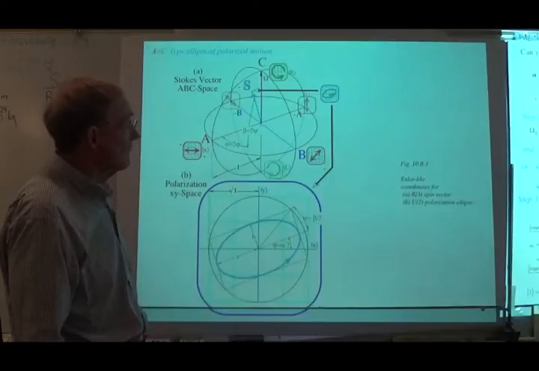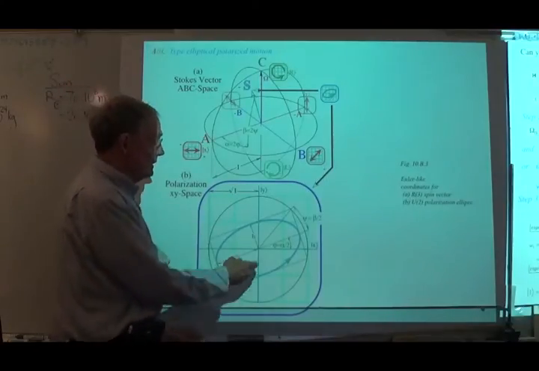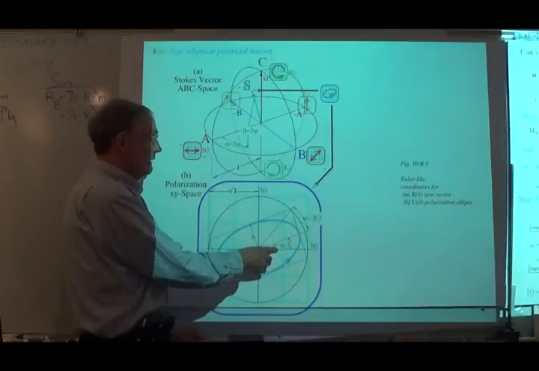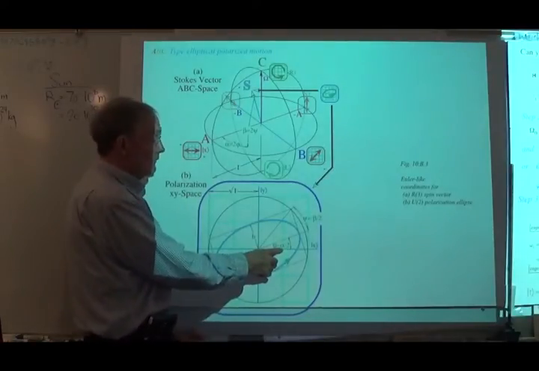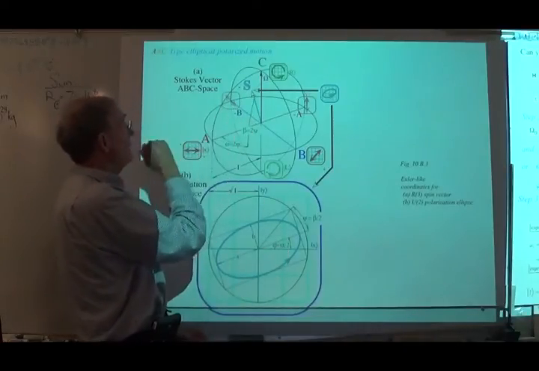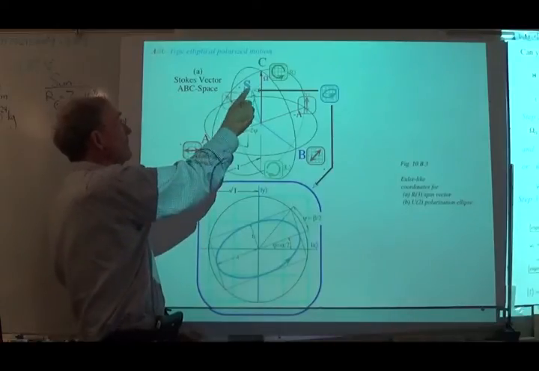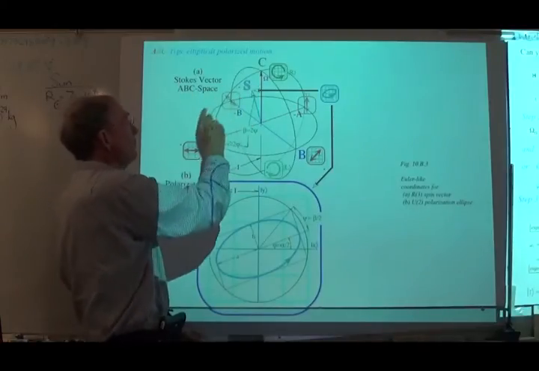Now, elliptical polarization, typical. I've already made the point that this angle right here, which is alpha over 2, an Euler angle. An Euler angle is what describes things in the Stokes space, the spin, quasi-spin space, S for Stokes or spin.